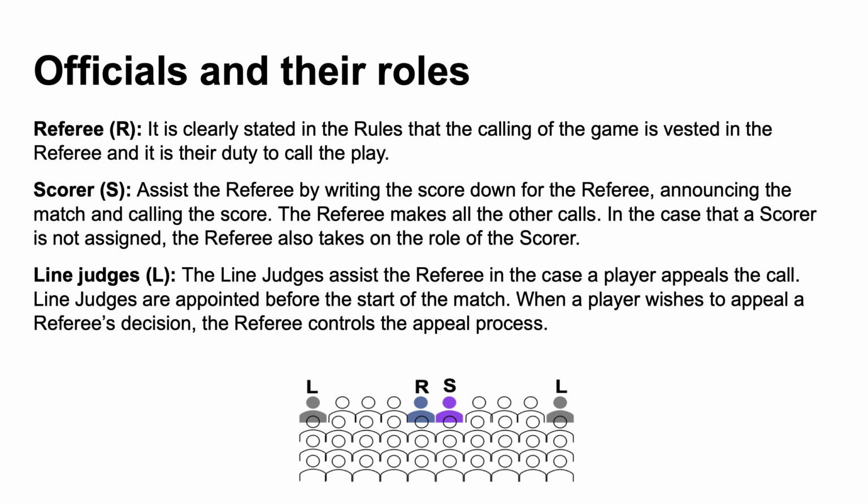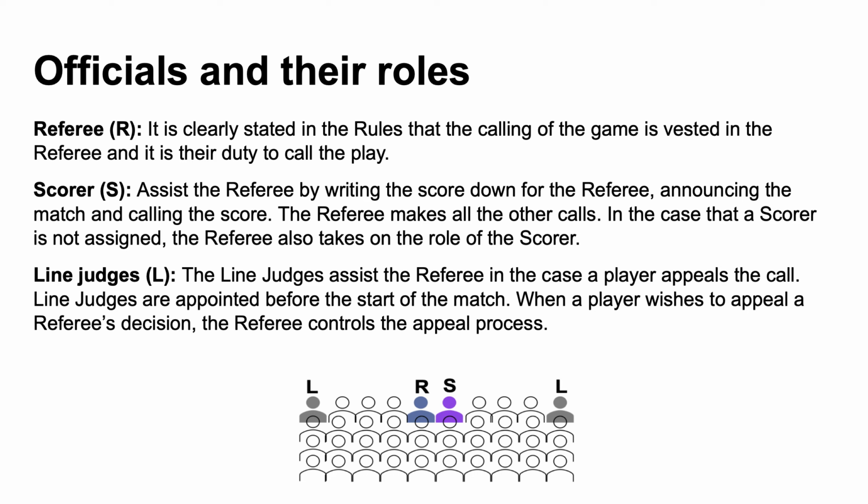The main focus of this video is the role of the scorer. The scorer assists the referee by writing down the score and calling the score. Ideally, how many officials oversee a match? There are 4 officials, a referee, scorer, and 2 line judges. However, that is ideal. The majority of matches do not have 4 officials.